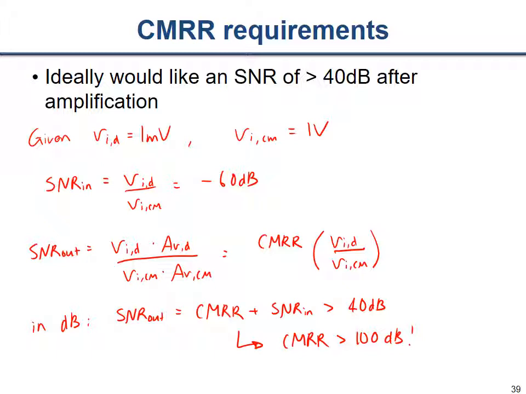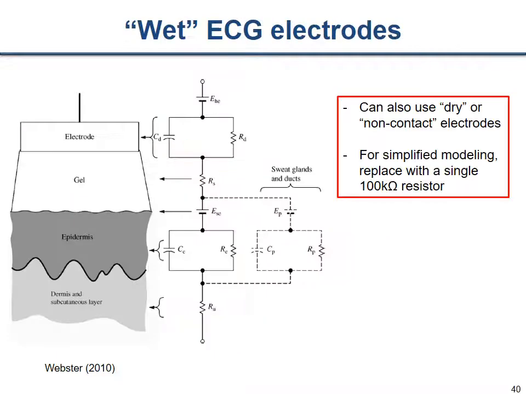100 dB is a logarithmic number. It's a very large number. And so we have to be clever about the way we design our instrumentation amplifiers in order to reach that type of common mode rejection ratio. And we're going to talk about that later on in this course.